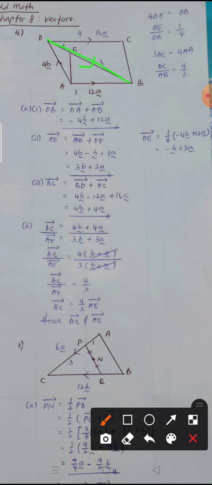Okay, how to form it? I will use vector DA add with vector AB. So look here, opposite direction, we have negative. And here same direction, so we just add up. So you get this for your vector DB.